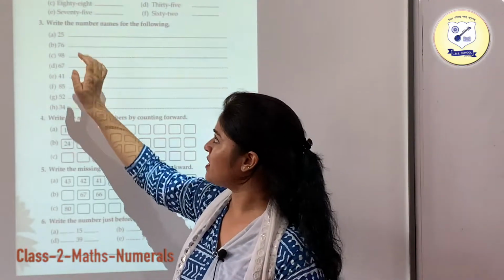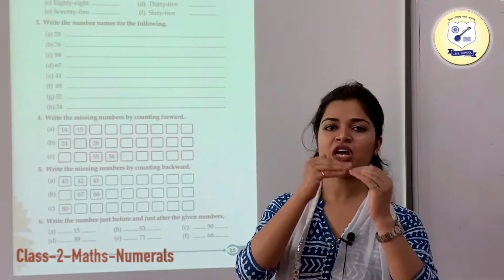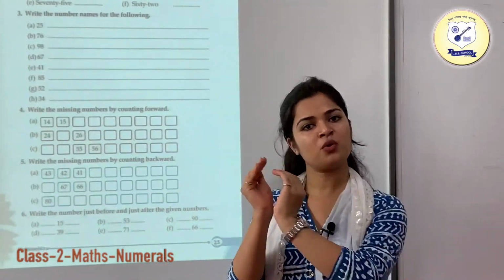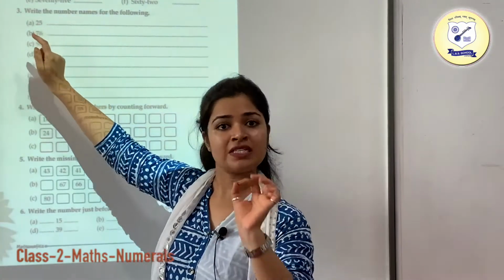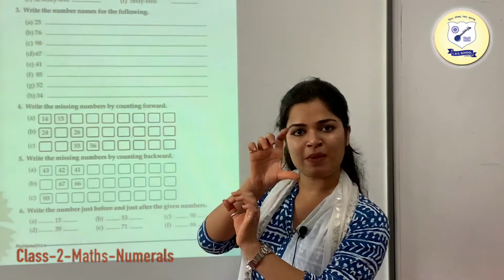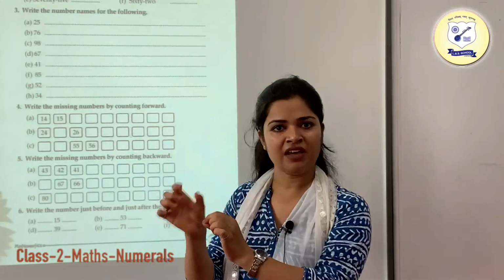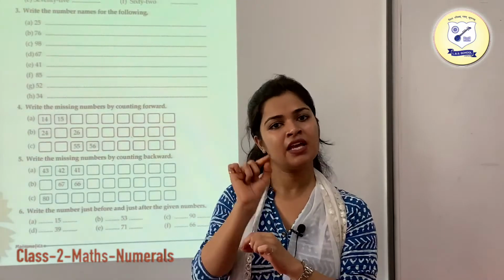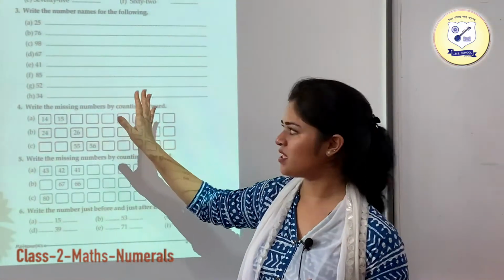Now the next question is to write the number names for the following. Earlier we had number names and we were converting them into numbers. Now we have the numeral form and we need to convert that into number names. Like I have this 25, and what you should write is twenty five. The spelling of 25 is TWENTY, which is the spelling of your 20, and for 5 we are going to write FIVE. Now you may do the rest by yourself.